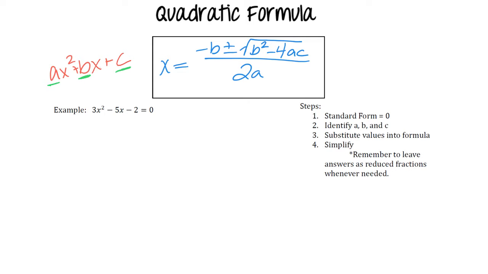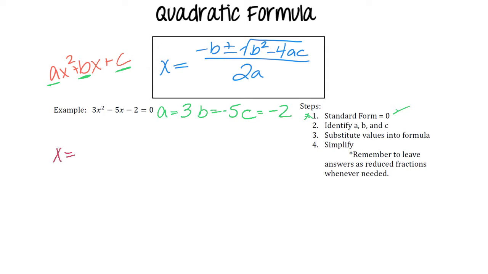Okay, so step one here is make sure that it's set equal to 0. Check. Identify a, b, and c, okay? So a is 3, b is -5, and c is -2. You want to make sure you do take those signs with them. The signs are very important. Okay, so let's fill in what we have.